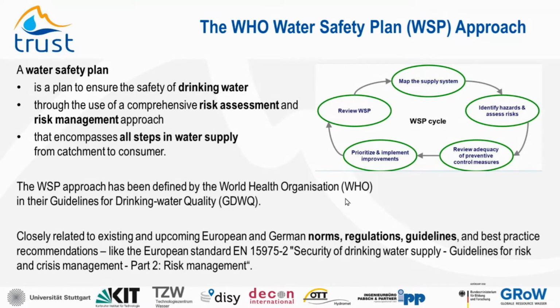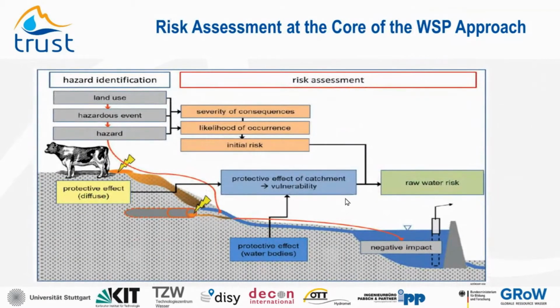The water safety plan approach, defined by the World Health Organization already a couple of years ago, is a guideline for systematic, continuous assessment of risks for the whole drinking water supply system. Based on that risk assessment, you plan control measures, implement control measures, review the results of control measures, do a new assessment of risks, and so on. So this is a cyclic approach. And at the very heart of this approach is certainly the analysis part of risk assessment.